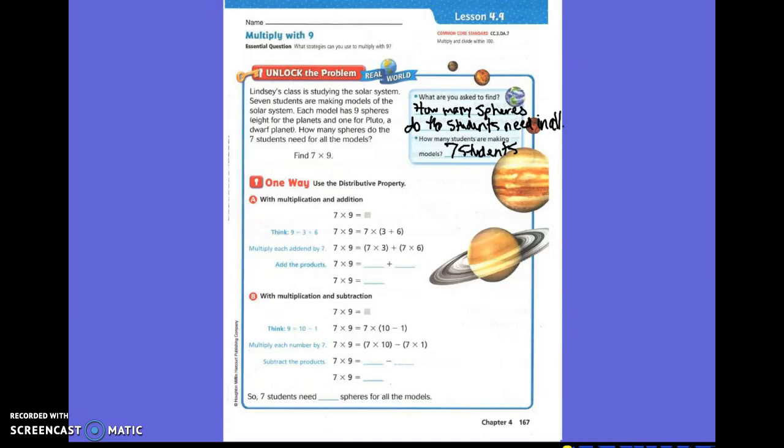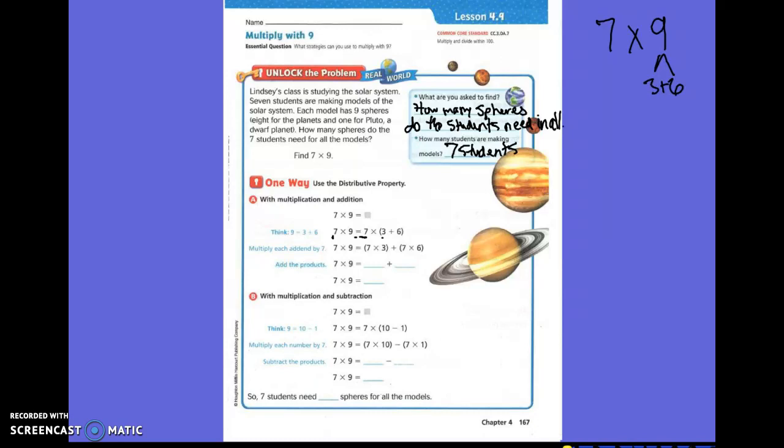One way to find 7 times 9 is using the distributive property with multiplication and addition. So this way, we're doing distributive property with multiplication and addition. They're doing 7 times 9. And now look, 7 and 9 right here. But then when it has the equal sign, it's saying it's equaling the same thing as 7 times 3 plus 6. Because they're doing this. 7 times 9. And instead of 9, they're doing 3 plus 6. Okay?